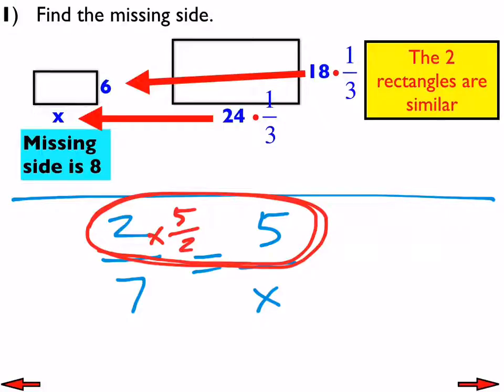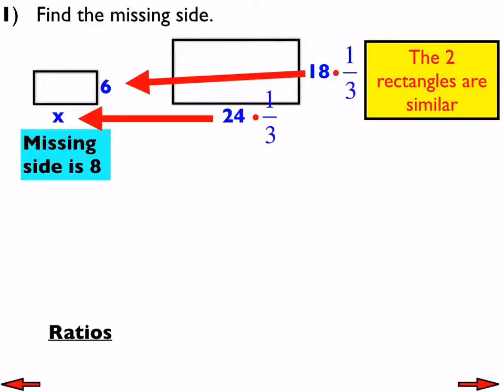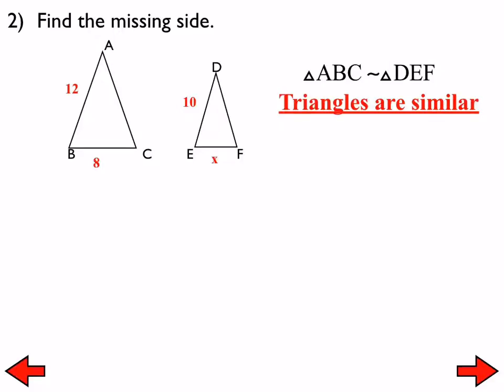2 times 5 halves gives us this 5. And so we had to do the same thing right here to figure out that x is equal to 35 halves, which then gave us our equivalent ratios or our proportion. 2 over 7 is equivalent to 5 over 35 halves. And so as these types of similar shape problems get more complicated, we have to sort of go into that mode of thinking, the same mode that we thought of in terms of solving proportions. So let's try number 2.